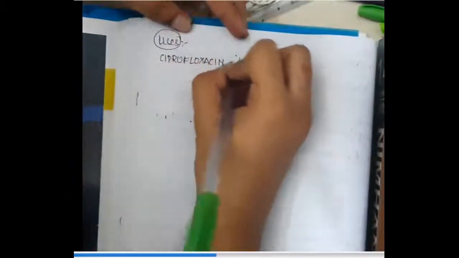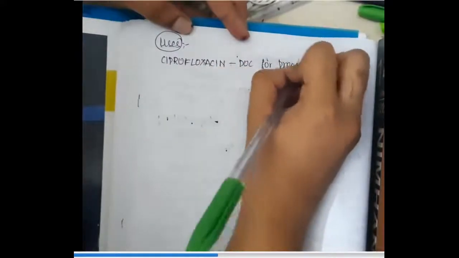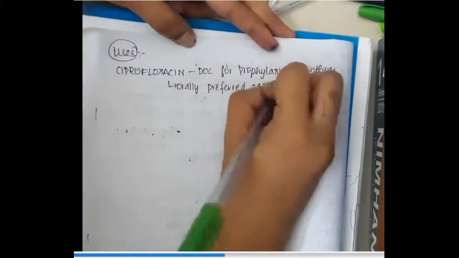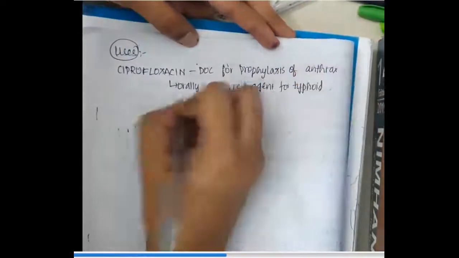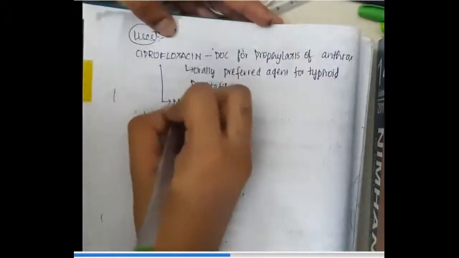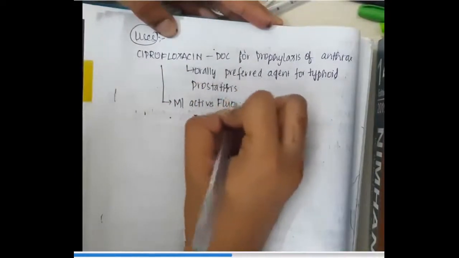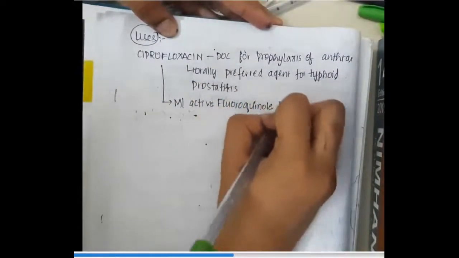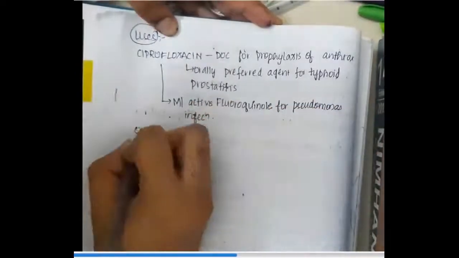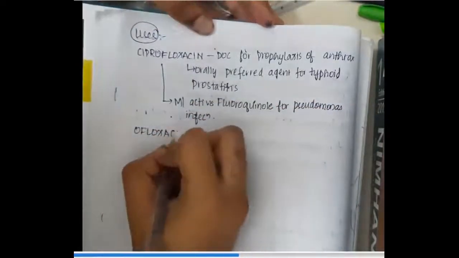Ciprofloxacin is the drug of choice for prophylaxis of anthrax. It is the orally preferred agent for typhoid and prostatitis. Ciprofloxacin is the most active fluoroquinolone for Pseudomonas infection.